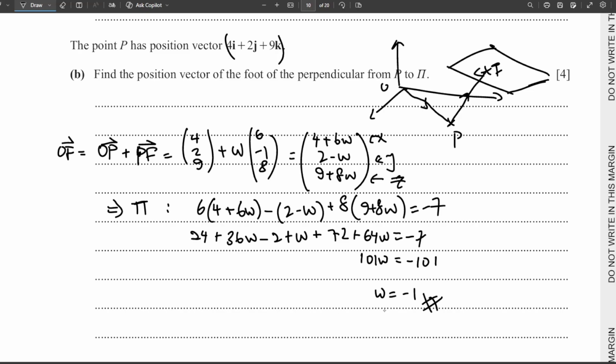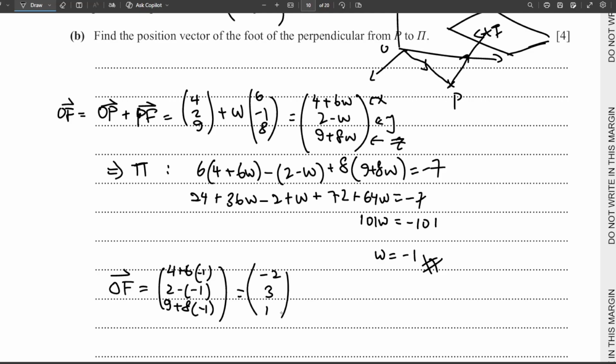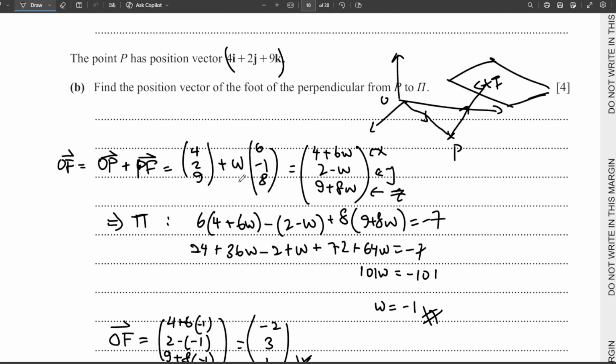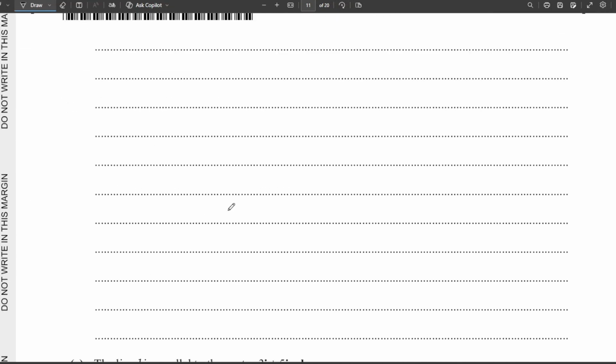You try to simplify, you can solve for omega is -1. And once we get this value, you can just substitute it back into the foot vector. So omega is -1, 2 minus -1, and 9 plus 8 times -1. So you should be able to get -2, 3, and 1. And this is the position vector of the foot. Now, this is the final answer.